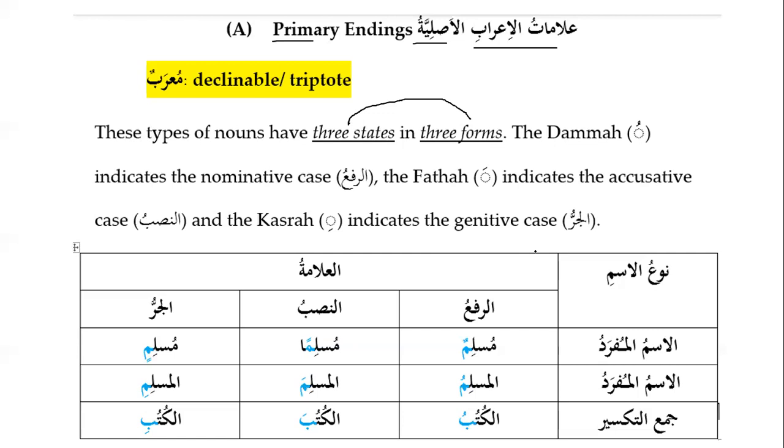we have only two types of nouns that are murab. Only two types of noun. Number one, al-ism al-mufradu, singular noun, whether it is a proper noun or a common noun. For example, muslimun, musliman, muslimin. Okay, we know that every noun has three forms, raf, nasb and jar.